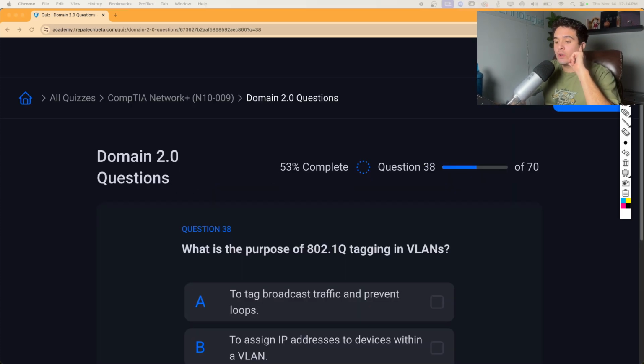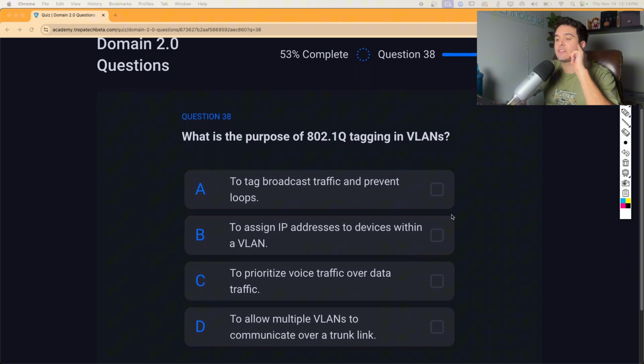Question 38. What is the purpose of 802.1Q tagging in VLANs?